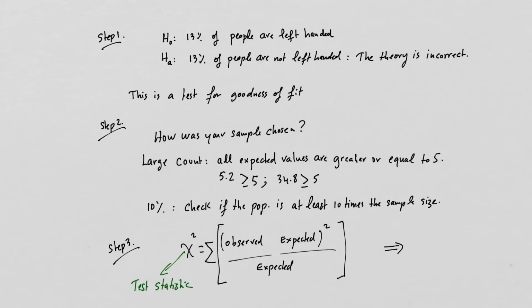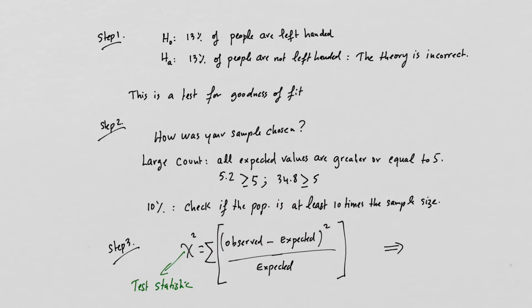The test statistic is the sum of the observed minus expected, squared, so it doesn't matter which one you subtract from the other. Once you square opposite numbers, you get the same value, divided by the expected value, and then you apply the sum. So you don't just apply the sum to the top, you apply the sum to this whole thing.